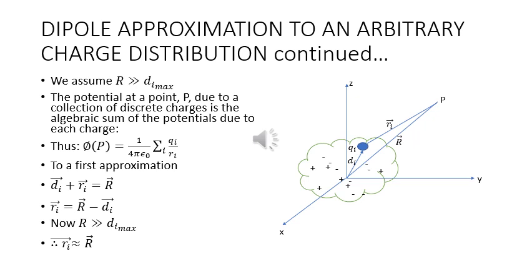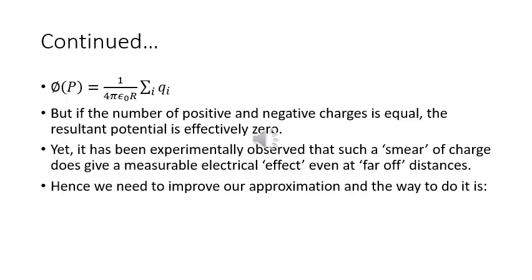The potential at a point P due to a collection of discrete charges is the algebraic sum of the potentials due to each charge. Thus, φP is equal to 1 upon 4π epsilon naught summation over i Qi upon Ri. To a first approximation, di plus Ri is equal to r. So, Ri is equal to r minus di. Now, r is very much larger than di max. Therefore, Ri is approximately equal to r. φP is equal to 1 upon 4π epsilon naught r summation over i Qi. But if the number of positive and negative charges is equal, the resultant potential is effectively 0.